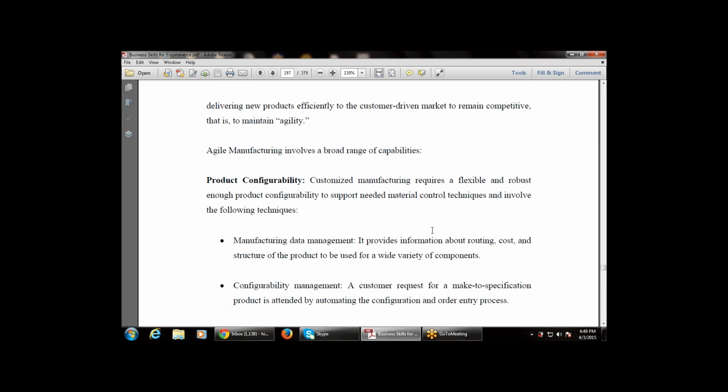First is product configurability, which means there will be a proper configuration of the product. Customized manufacturing requires a flexible and robust enough product configurability to support the needed material control techniques. To configure or manage the product, various techniques and rules are used. What are the various techniques used? First is manufacturing data management.